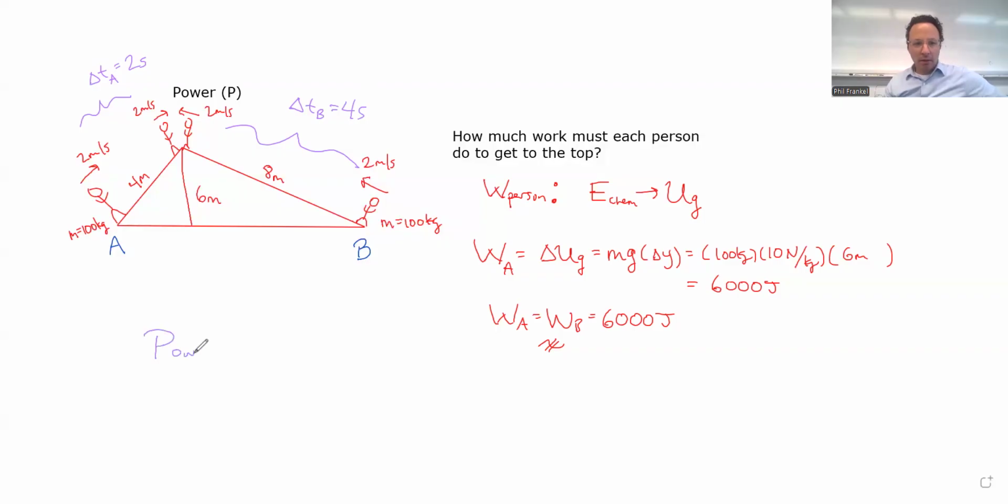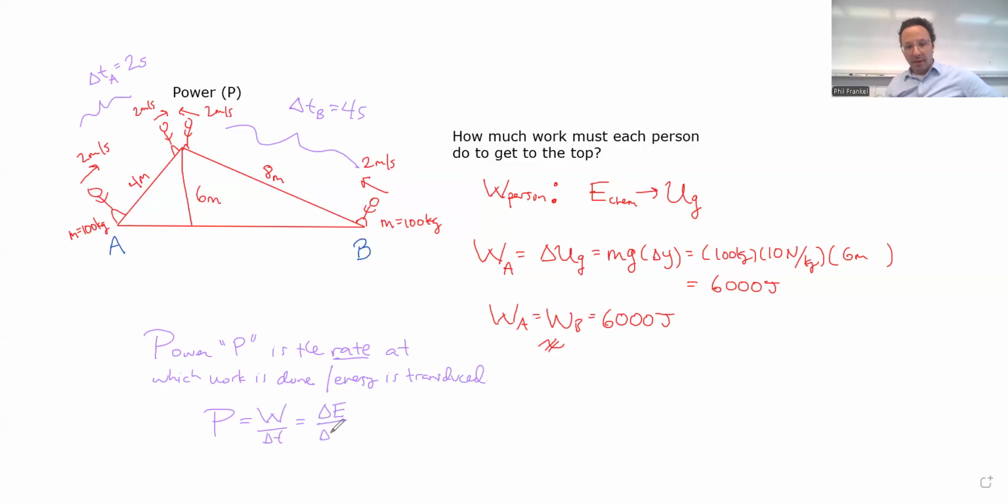Okay, power, capital P, is the rate at which work is done. You could also think about it as the rate at which energy is transduced from one form to another. So, as a formula, power is how much work is done divided by the time it takes to do that work, which is the same as the amount of energy that changes from one form to another divided by the time it took that energy transduction process to unfold.